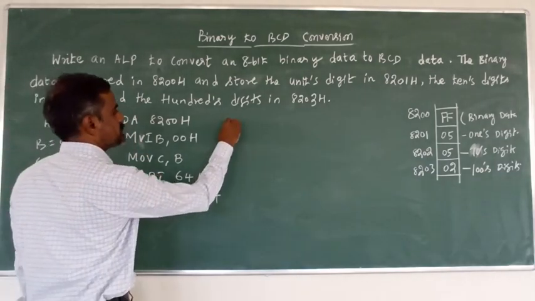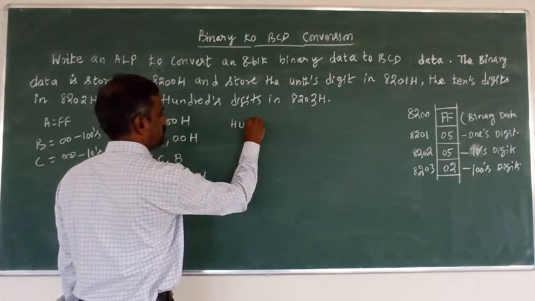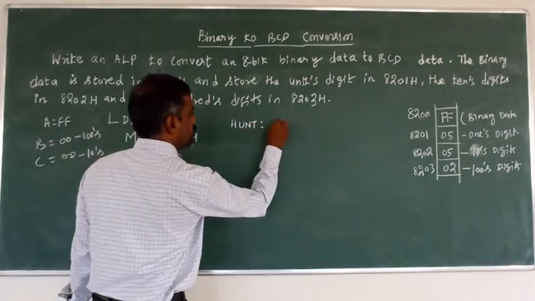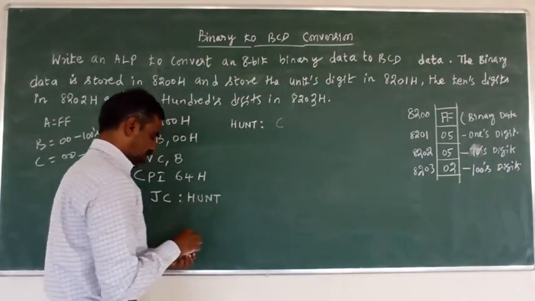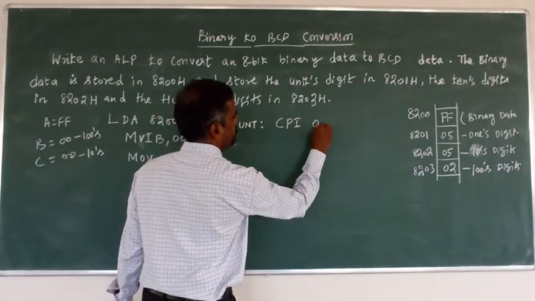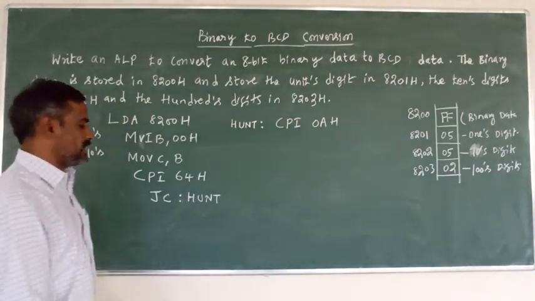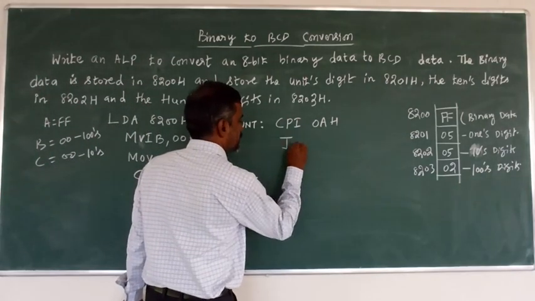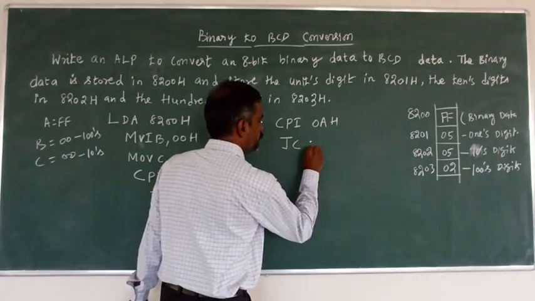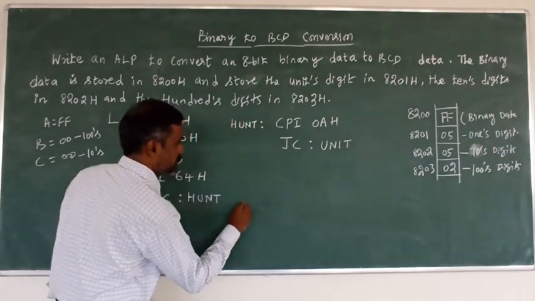Now the address here is HUNT, hundreds. Jump to it: if the result is a carry, jump to here. Compare with the tens. CPI 10H means compare with 10. And here also check the carry. If the result is a carry, jump to UNIT. Unit means the ones result. Jump to here, UNIT.